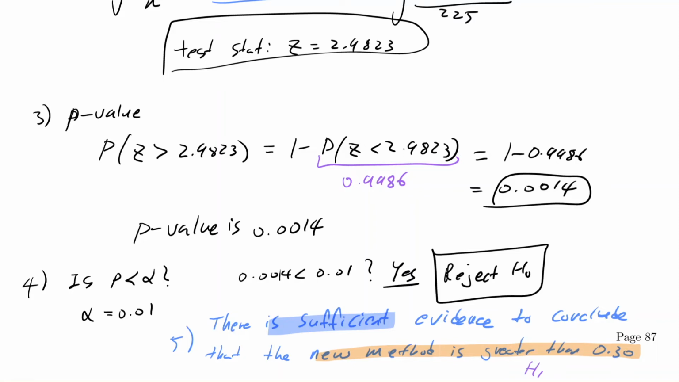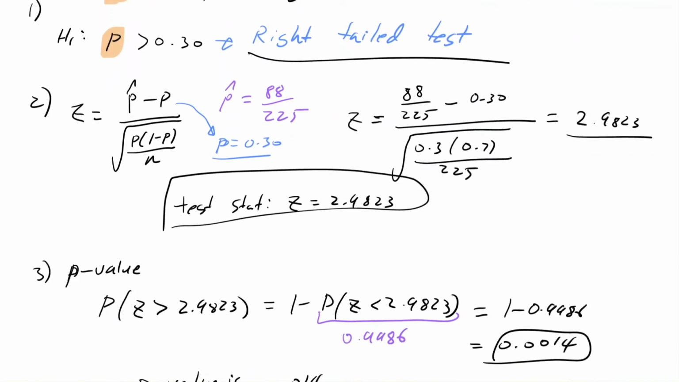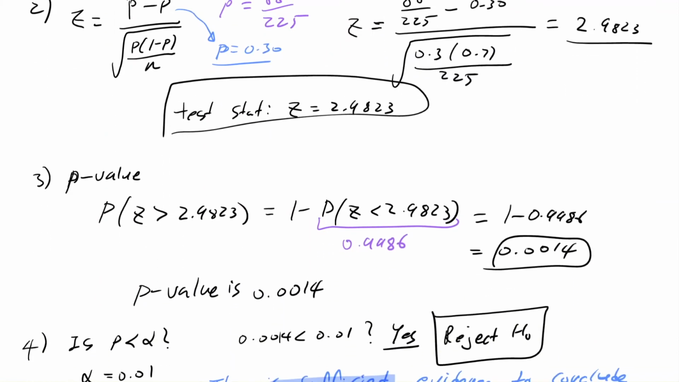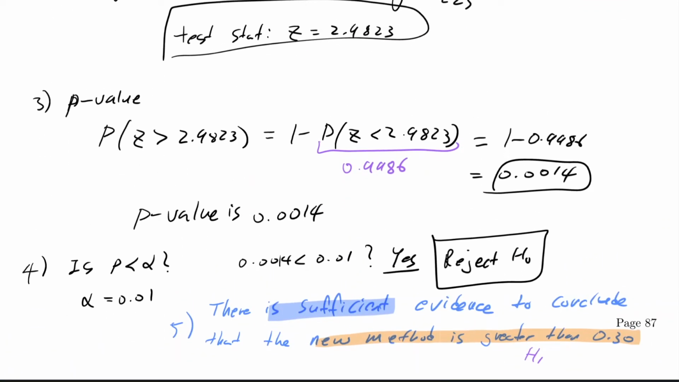So again, the structure is very similar in all the hypothesis problems. The main difference is finding the test statistic and how to find the p-value. But the beginning, the statements, and conclusions are very similar. Especially the conclusion part is always comparing p and alpha value. So let's look at one more example.